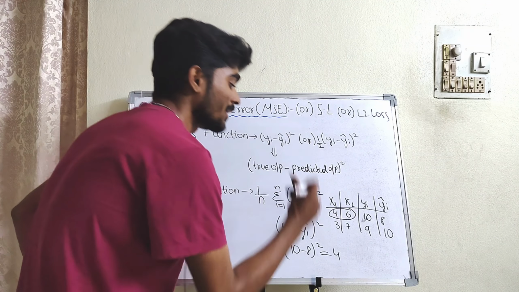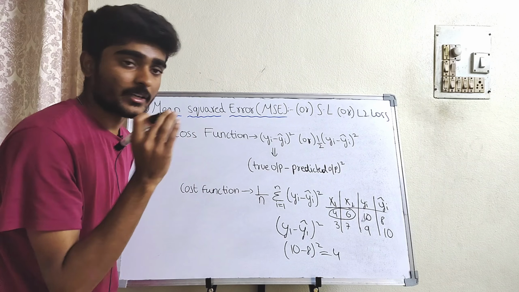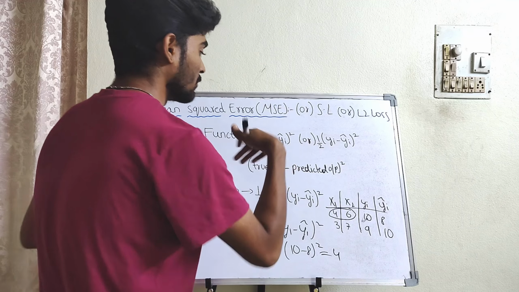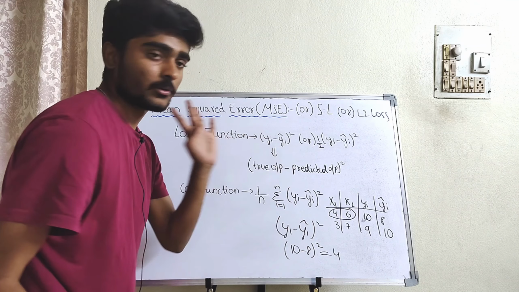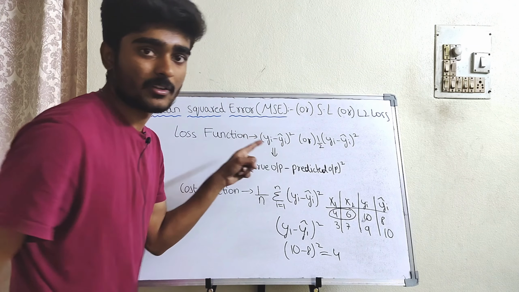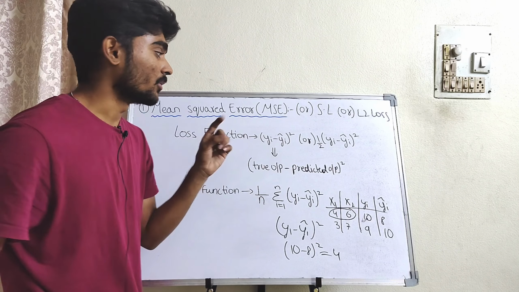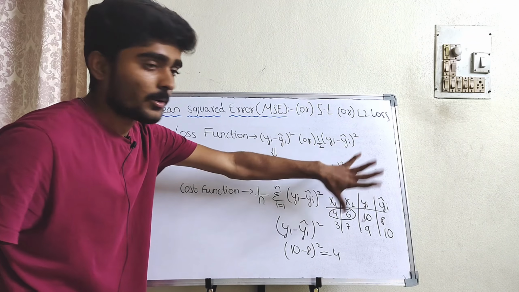Okay, now similarly, when the second training example goes into our neural network, our formula will be modified to (y2 minus y2 hat) whole square. In this way, i represents the training example number or row number.